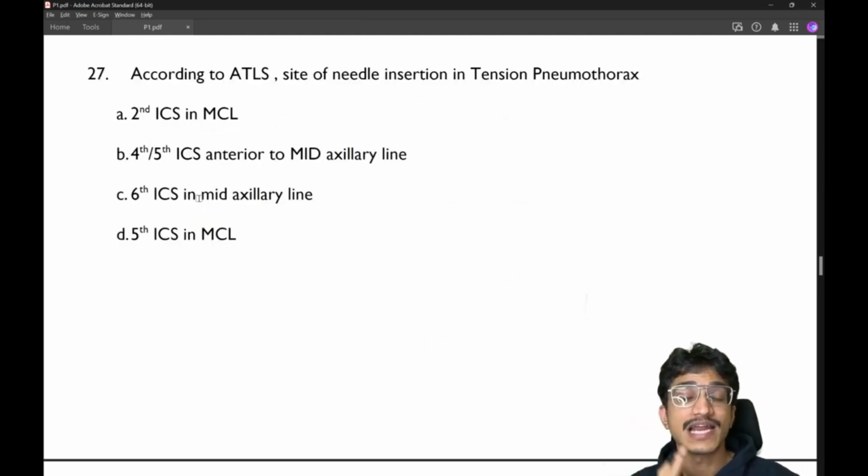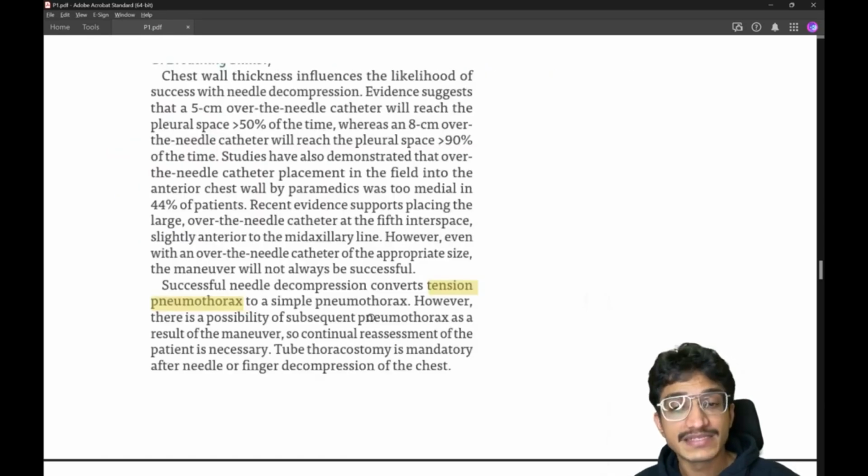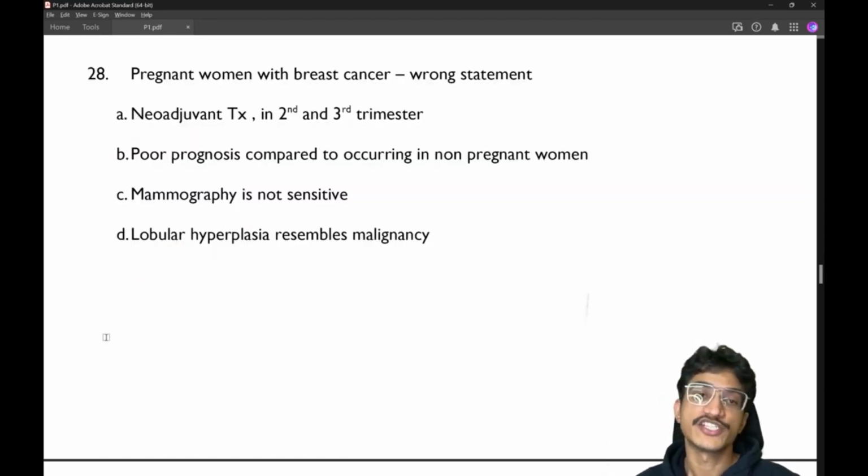Now ATLS, site of needle insertion in tension pneumothorax. It has changed from 2nd to 4th to 5th, and according to me the recall was 4th to 5th intercostal space anterior to the anterior axillary line. Actually it should be anterior to the mid axillary line, so there's a reference taken from the recent edition of ATLS.